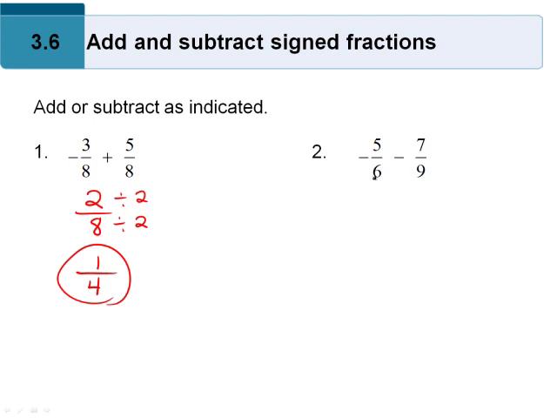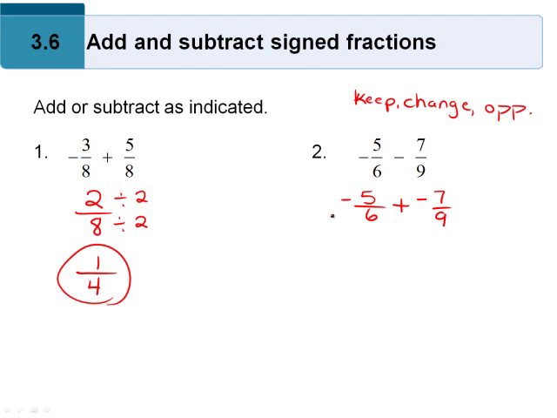The first thing you want to do is do your keep, change, opposite with your signs there. Okay? So we're going to keep the -5/6, and then I'm going to change it to addition. All right, and then I'm going to take the opposite of 7/9, which is going to become -7/9. Now, most of your online programs will keep the negative sign out in front. I like to put the negative in the numerator because that's where you need to see it and that's where you're going to use it.